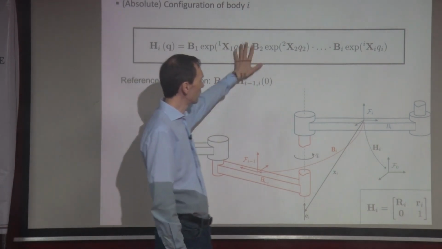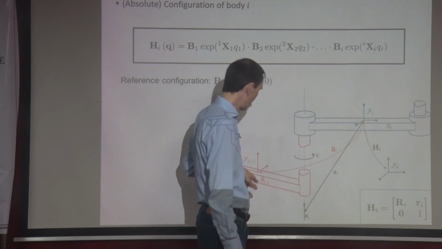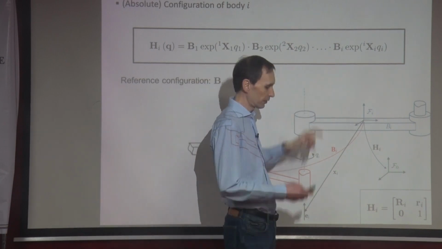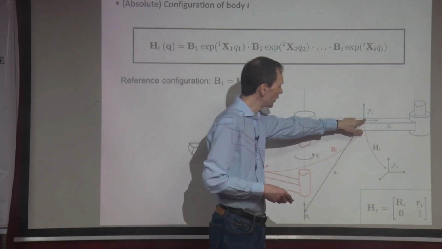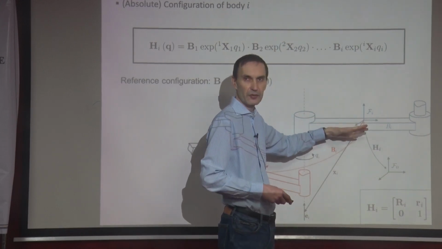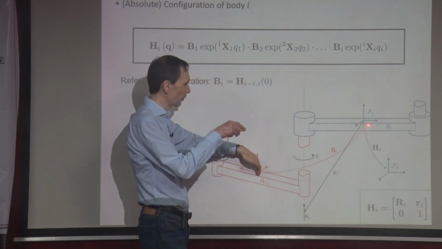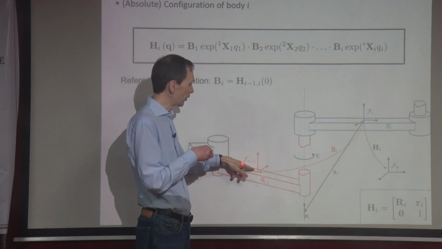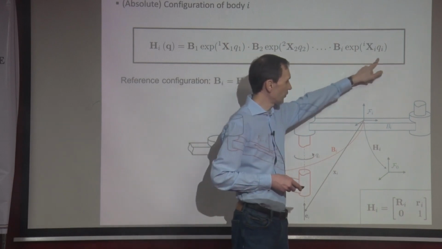If I want to go from Fi to Fi minus 1, then the final relation is this exponential that tells you how this body is moving relative to where it started from, followed by the constant transformation due to the initial displacement of Fi minus 1 and Fi, and this is the Bi.